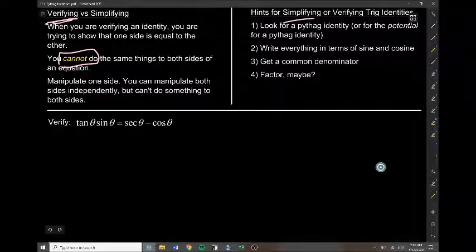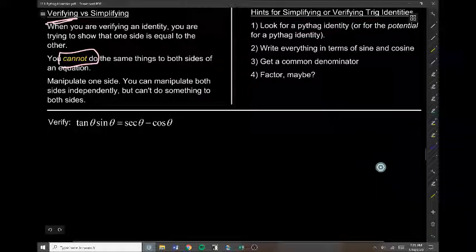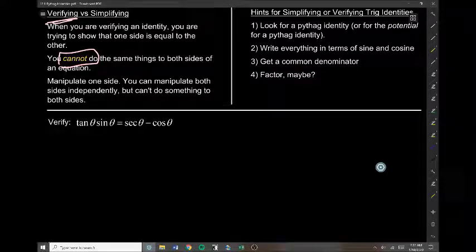If you're simplifying or verifying trig identities, here's the process you should use. You should always start by looking for a Pythag identity, or at least for the potential for a Pythag identity. If you see something being squared and added, or if you see a 1 in a subtraction or an addition, it's pretty likely you can use a Pythag identity. So look for that. Write everything in terms of sines and cosines if possible. Get a common denominator if you have fractions being added or subtracted. And we haven't done any factoring yet, but sometimes you might have to factor. And that can be a big breakthrough for you.